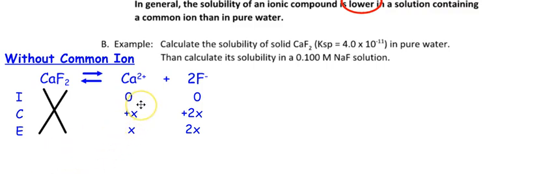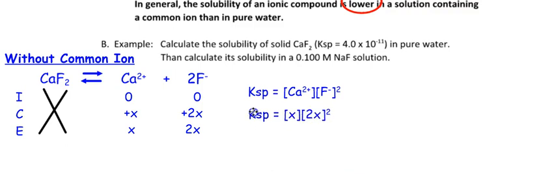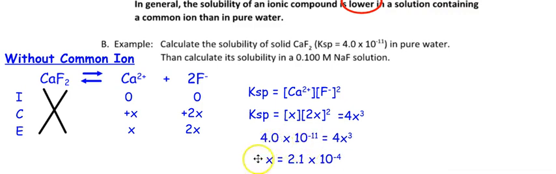This is important. If you just put it in pure water, your initial concentrations are both 0. And this is setting up just like what we have done before, okay? So the KSP is this. Well, the KSP is equal to x times 2x squared, which equals 4x cubed. Well, x equals 2.1 times 10 to the negative fourth. Oops, I left out a step here, and there we go. All right, so here's your molar solubility, okay?